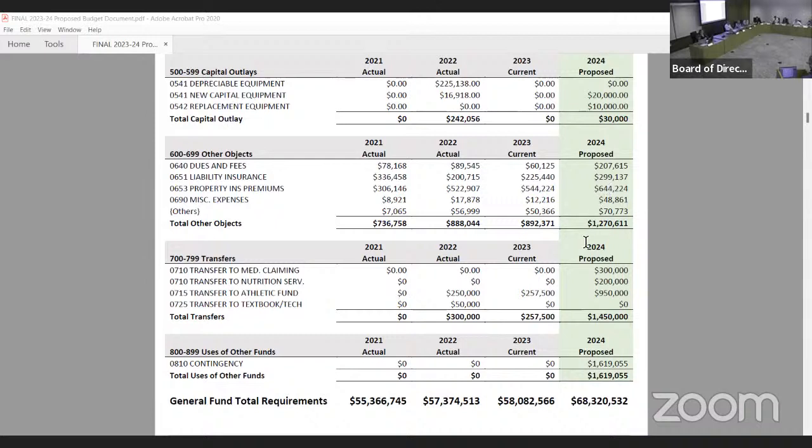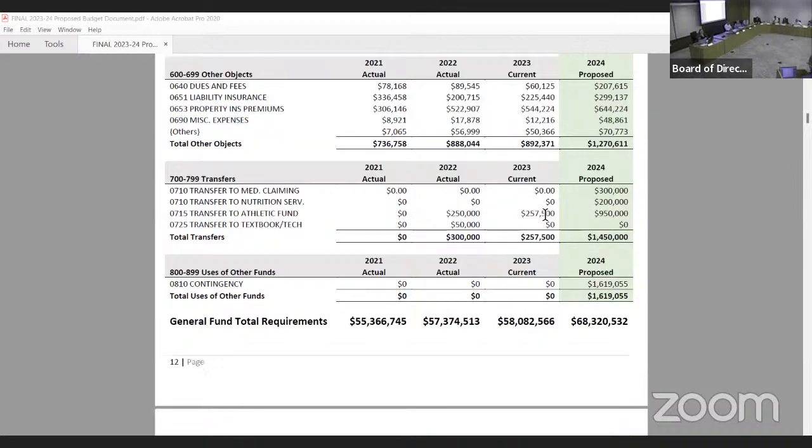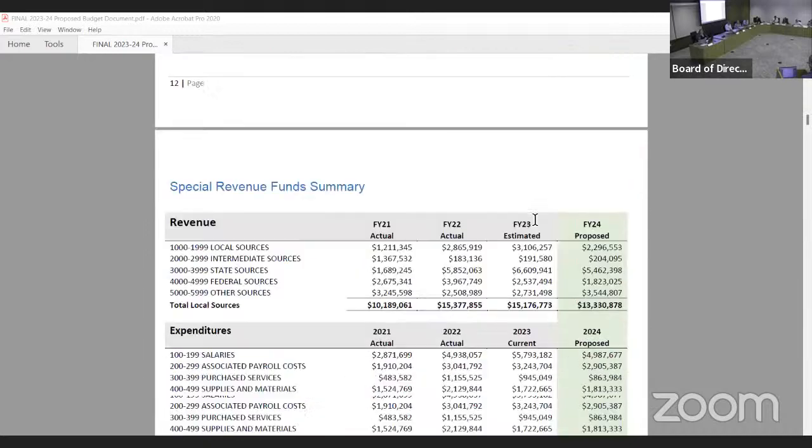You also see down here, and this is a part we've really tried to make more transparent, the transfers piece, in terms of being clear on where the money's being transferred to, where it's going, what fund it's heading to. And you can see that large expense of $1.45 million in transfers.